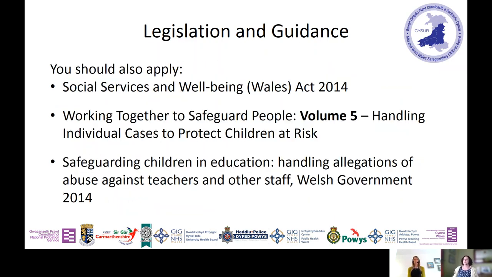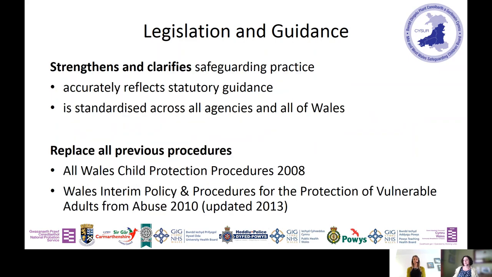Also linked to that is the whole of the Social Services and Wellbeing Wales Act, Working Together to Safeguard People, Volume 5, and Safeguarding in Education. What the new procedures do is they strengthen and clarify safeguarding practice. They accurately reflect the statutory guidance and are standardised across all agencies and all of Wales. So what these do is they replace all previous procedures. So the All Wales Child Protection Procedures 2008, you might remember the white and red book that was sat in everybody's office, are no longer valid, and the Wales Interim Policy and Procedures for the Protection of Vulnerable Adults from Abuse 2010.